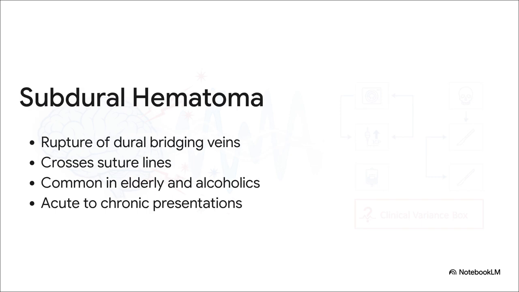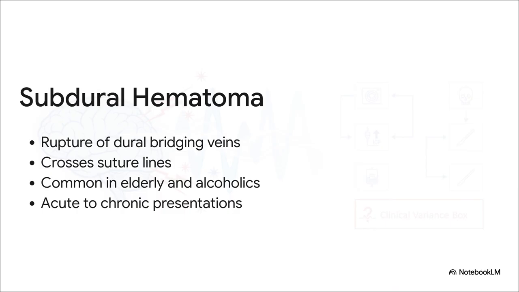Conversely, subdural hematomas are venous. They typically happen when dural bridging veins rupture. Since this bleeding occurs between the dura and the arachnoid membranes, it easily crosses suture lines, which creates that classic crescent shape. Now, you really need a high index of suspicion here, especially in patients with cerebral atrophy. Think the elderly or chronic alcohol users. That atrophy physically stretches those bridging veins, making them incredibly vulnerable to even minor bumps to the head.